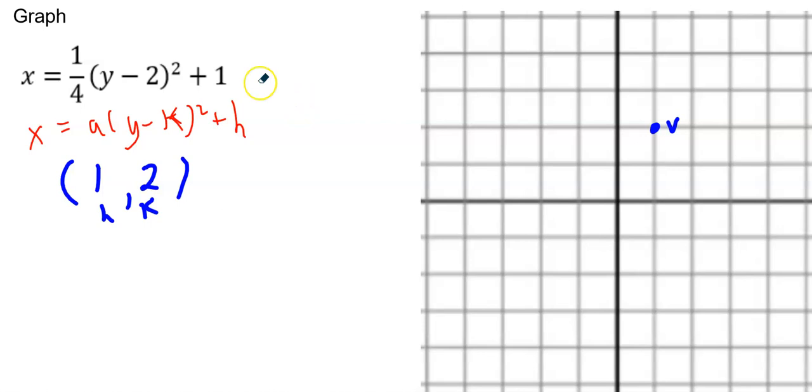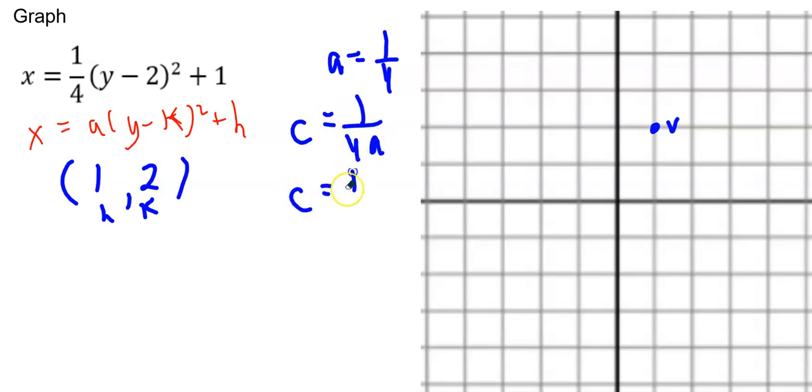A is 1/4. C equals 1 over 4a. So c equals 1 over 4 times 1/4, which is, I think, c equals 1 then. And that makes sense. A is positive, c is positive.